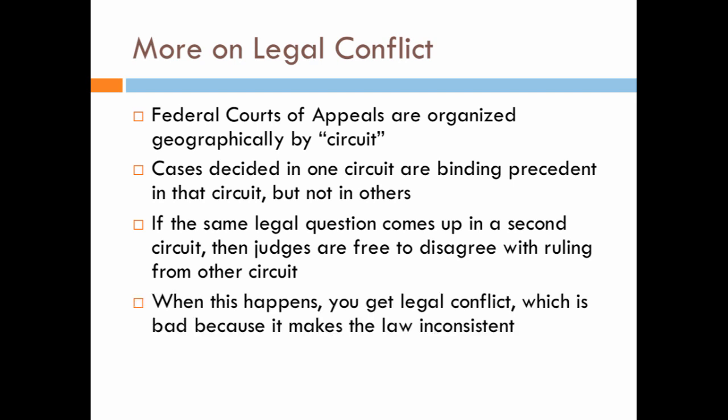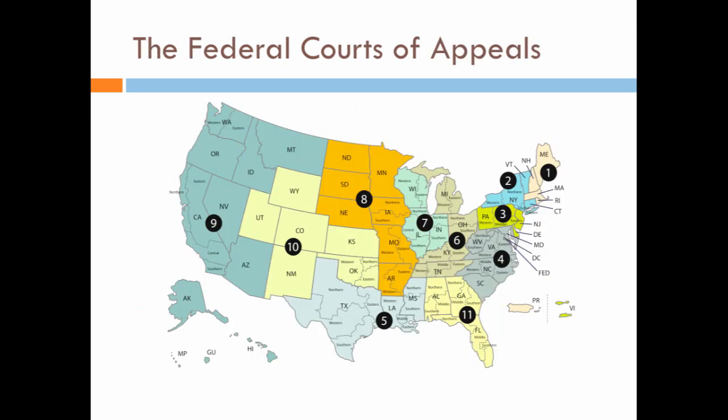So when this happens, you get legal conflict, which is bad, because it makes the law inconsistent across the country, and only the Supreme Court can resolve this conflict. This is the same problem that occurs if the states are in conflict with one another, or if a state has a law that is contrary to federal guidelines.